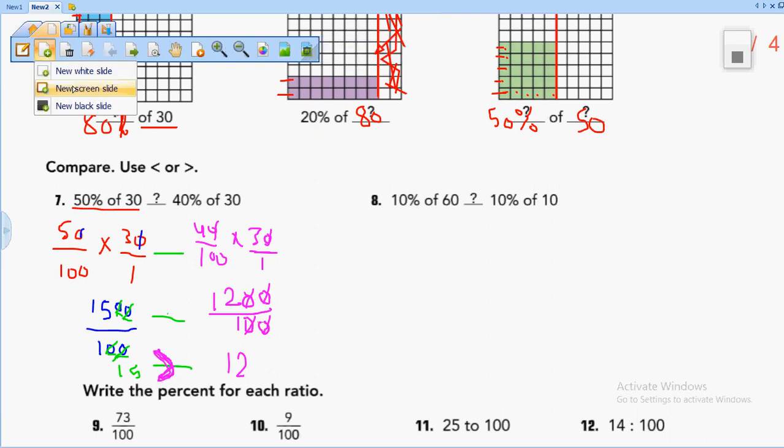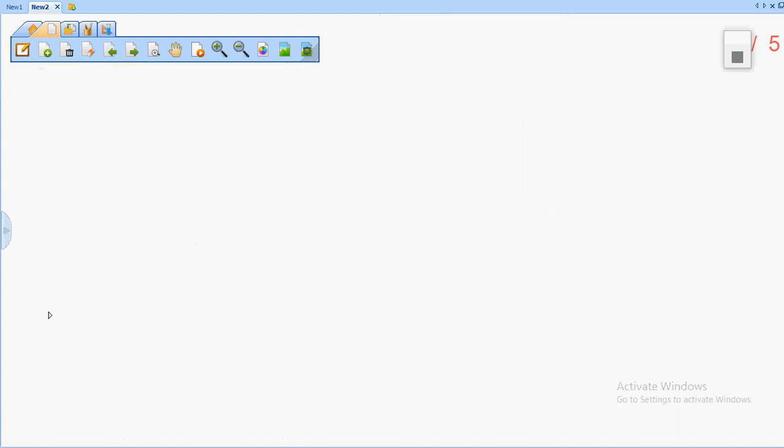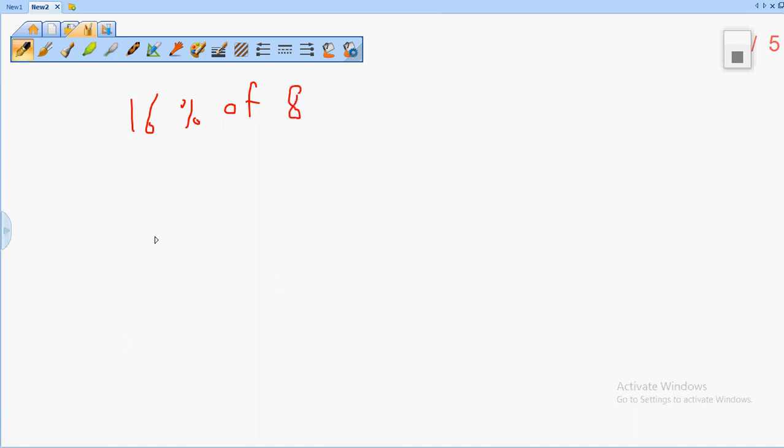Now let me explain how to find the value of a percentage. For example, I have this question. Find 16% of 8. Again, we have to put 16 times 8 over 100 over 1, multiply 16 by 8, 8 by 6 is 48, and 8 by 1 is 8, plus the 6 up.